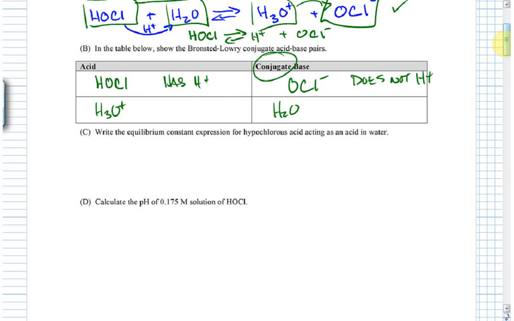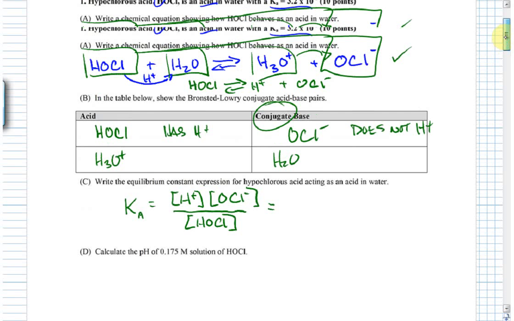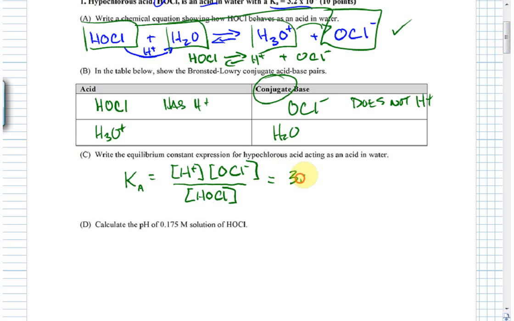Write the equilibrium constant expression for hypochlorous acid acting as an acid in water. Again, we're just going to say the Ka for this reaction is going to be equal to the concentration of, we'll use the simple form now, hydrogen ion, it could be hydronium, OCl minus, the hypochlorite ion, and HOCl. Okay, there's the Ka, and we know that at equilibrium, that special relationship is going to be equal to 3.2 times 10 to the minus 8.